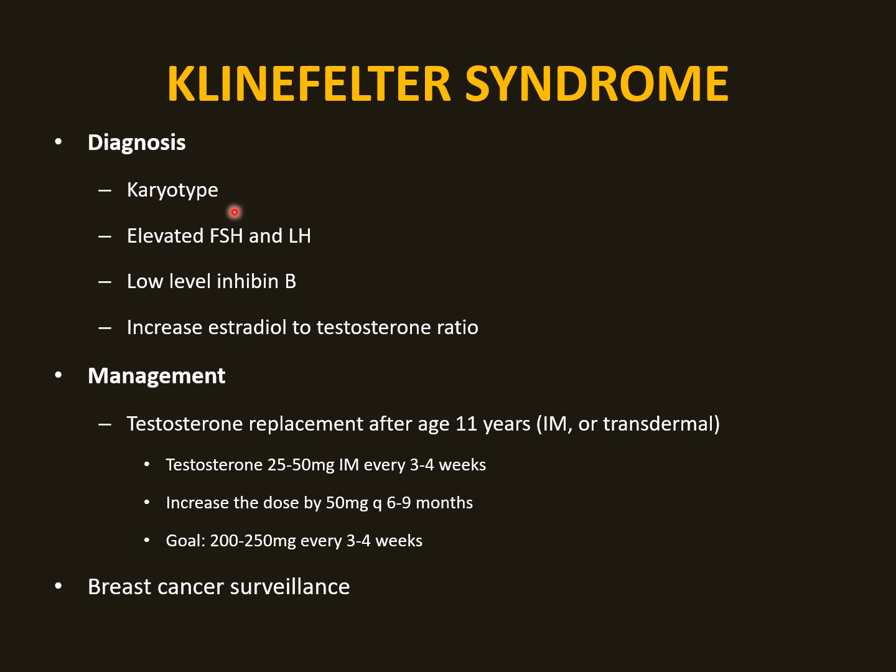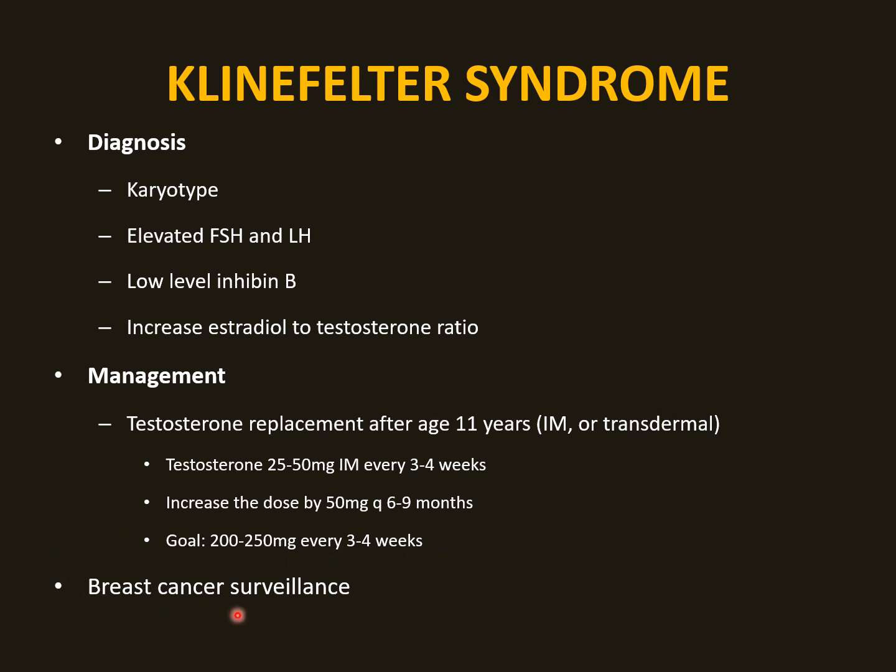Diagnosis of Klinefelter syndrome: karyotype, elevated FSH and LH, low level of inhibin B, increased estradiol to testosterone ratio. Management: testosterone replacement after age 11, intramuscular or transdermal. Testosterone dose is 25 to 50 milligrams intramuscular every 3 to 4 weeks. Increase the dose by 50 milligrams every 6 to 9 months.